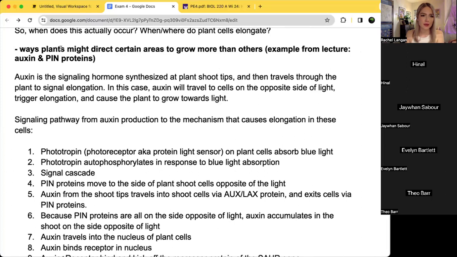So this is the way plants might direct certain areas to grow more than others. That's kind of how I said the blue light that's detected by phototropin then causes the PIN proteins to move to different sides of the plant cells. And depending on where they are, that directs auxin to concentrate in certain areas of the cell. So just literally by moving the PIN proteins in response to light, auxin can accumulate at different areas. And because auxin is stabilizing the hydrogen pump, wherever auxin accumulates is going to be where the plant grows more.